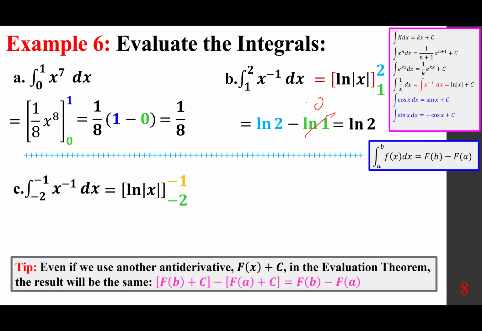Did they make any difference? Now you must keep the absolute value sign, because the natural log of 0 or a negative number is undefined, doesn't exist. So ln of 1 minus ln of 2, since ln of 1 goes to 0, the exact answer is minus ln 2.